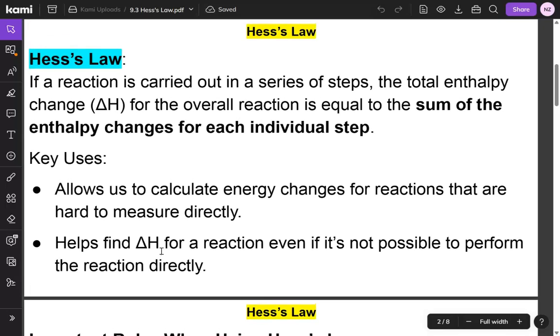Hess's Law states, if a reaction is carried out in a series of steps, the total enthalpy change, or delta H, for the overall reaction is equal to the sum of the enthalpy changes for each individual step. So Hess's Law allows us to calculate energy changes for reactions that are hard to measure directly for a variety of reasons. It also helps us find delta H, or our enthalpy, for a reaction, even if it's not possible to perform the reaction directly.